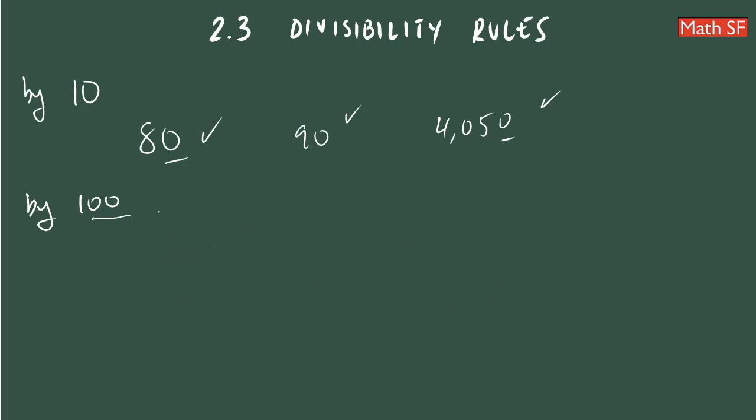Okay, so if a number ends in zeros, then it will be divisible by 10, 100, 1000, right? Yeah, a number can be divisible by 1000 as well. 52,000, you can break it down as 52 times 1000, right? Because you have 3 zeros. So the zeros will tell you if a number is divisible by 10, 100, 1000, and so on and so on. Okay?